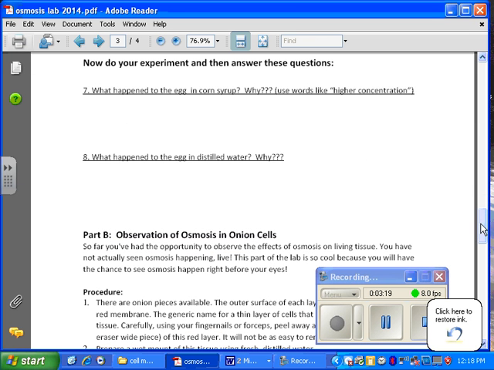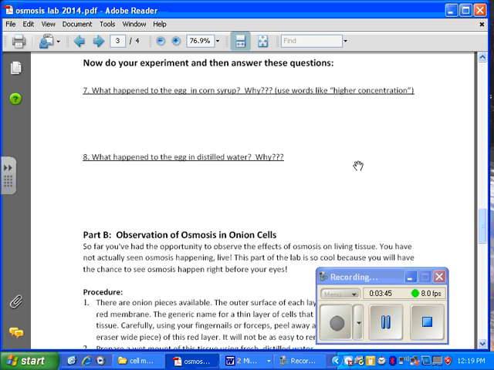What you're going to do now is watch a video of me doing this and then doing it again a day later. Okay, so what you just saw, what happened to the egg in corn syrup and why. Right now you have to tell me whether the egg shrank or swelled. Then you can tell me it did this because there was a higher concentration of water wherever it was, in or out, and which way the water went. Then you want to do the same thing for the distilled water.